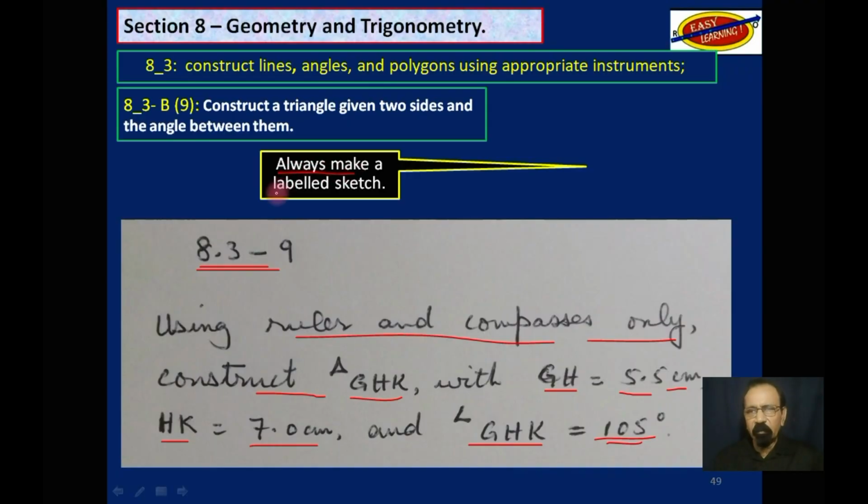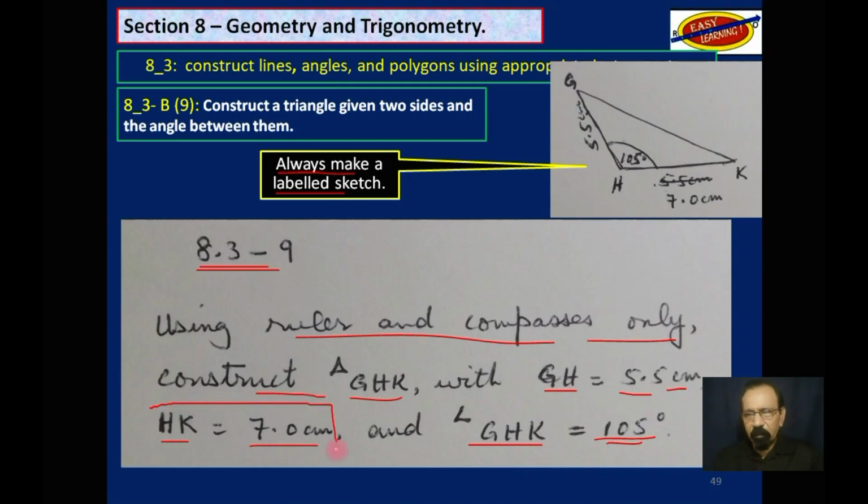Always make a labeled sketch so you could see what you have to do. So we use the longer side as the base, which is HK, 7 centimeters. You could use 5.5, but it's easier to use the longer side. And then you sketch an angle of 105 degrees, extend it 5.5 centimeters. Remember, this is a sketch. Label that G.